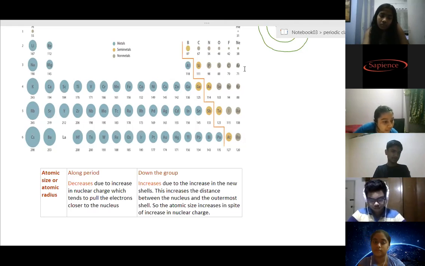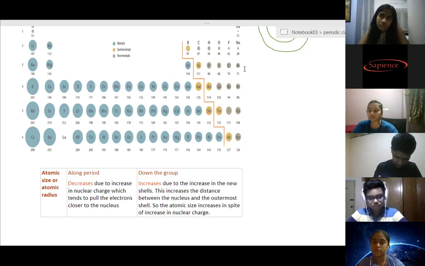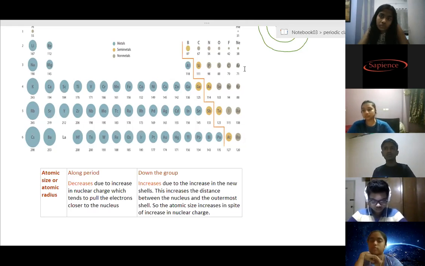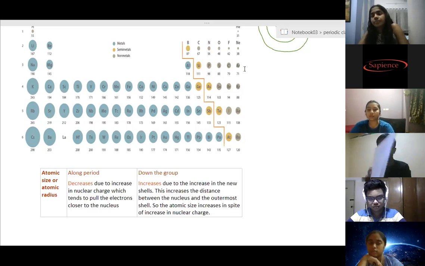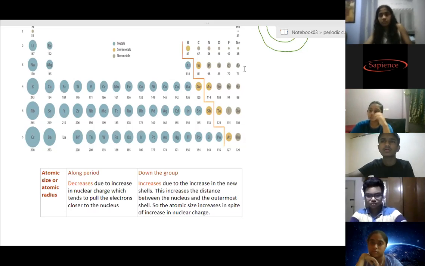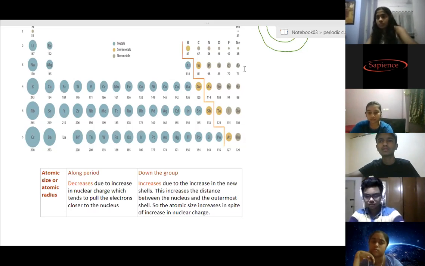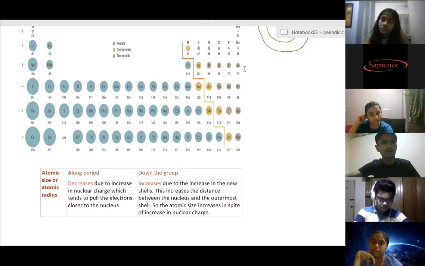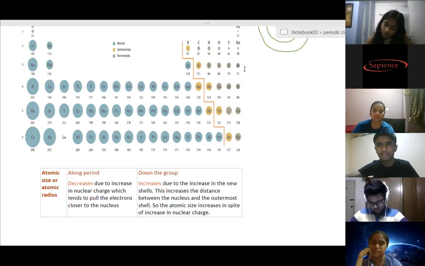as we move from left to right, what happens to atomic radius? Depriya, are you there? Ma'am, yes. As you move from left to right, the nucleus gains protons. So the atomic radius increases. No, it decreases.